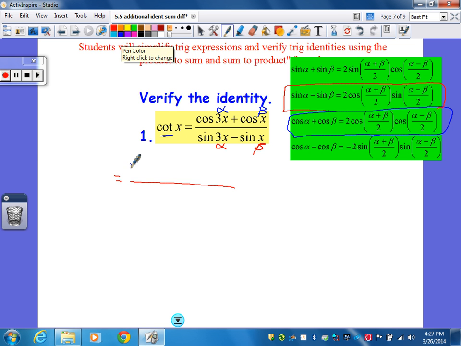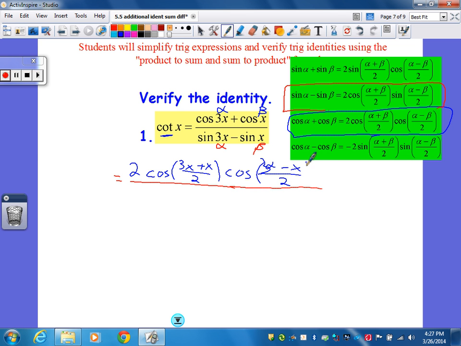So we have 2 cosine, and then we're going to have alpha plus beta all over 2. Should have made that division sign a little bit longer. Alpha plus beta over 2. And then that's multiplied by cosine of alpha minus beta, which is 3x minus x over 2.